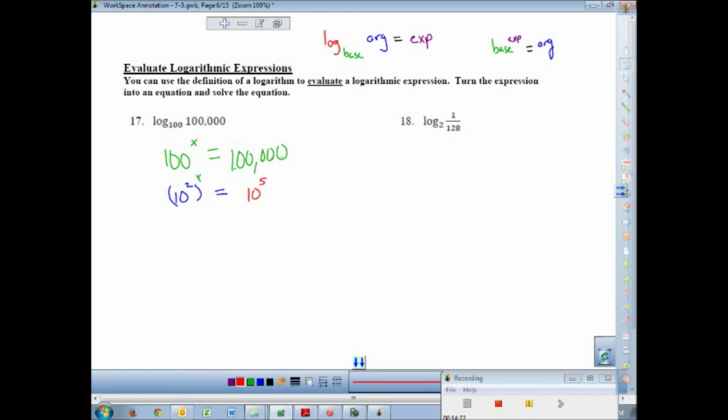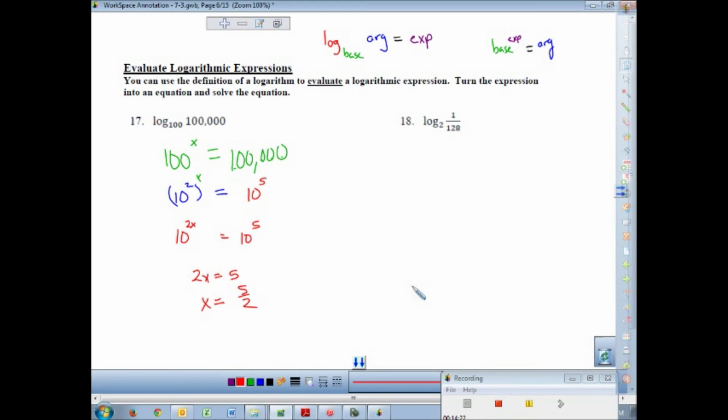See how I rewrote both of those as base 10. And now, of course, we have to do power to a power. This is really 10 to the 2x equals 10 to the 5th. Now that they have the same base, 2x equals 5. So x equals what? That's really 2.5. Isn't that between 2 and 3? Like I already mentally figured out, it's got to be between 2 and 3. So there we go.